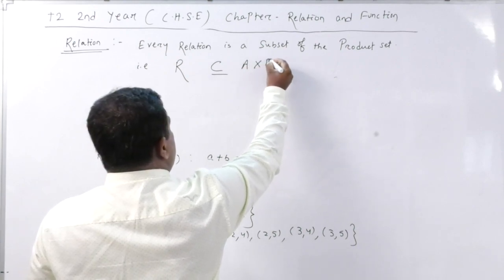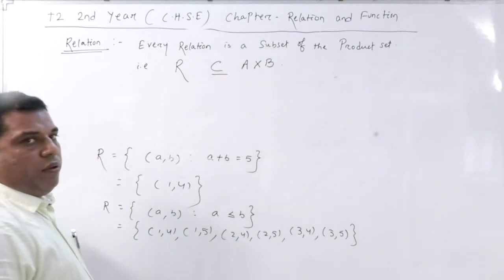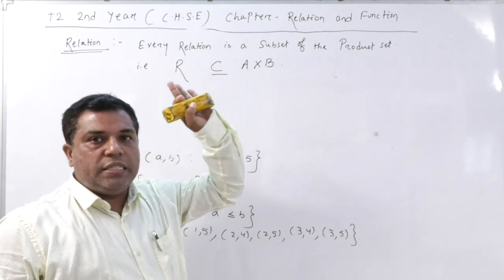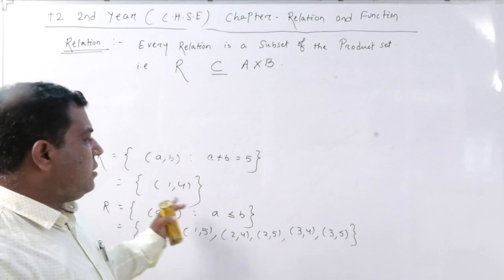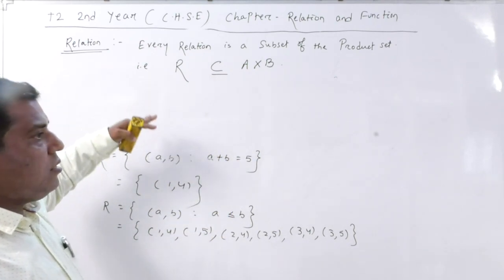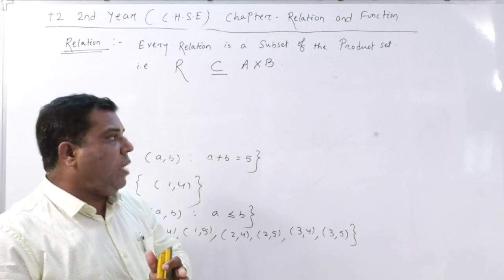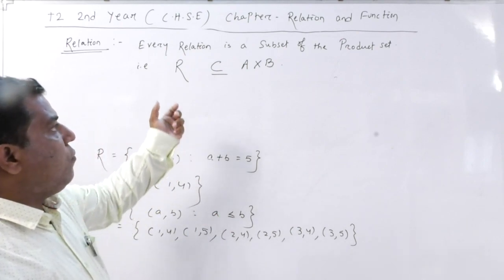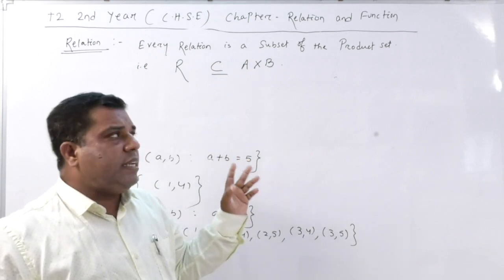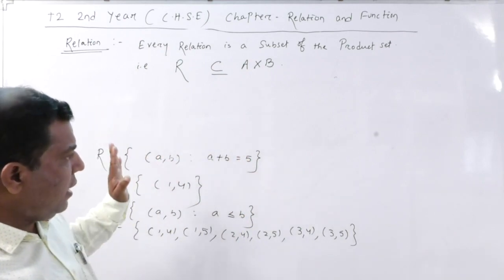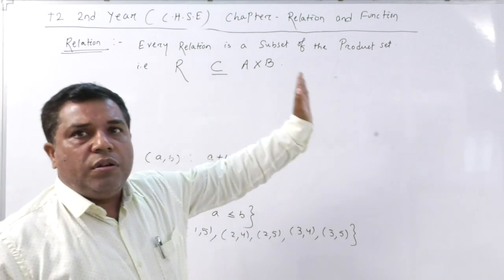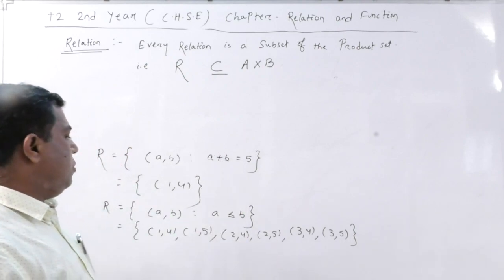Of the Cartesian product set A cross B, if the original sets are A and B. Okay, so this is the information about the relation: relations are consisted from the product set. That's why it is called a relation taken from set A to set B. Yes or no?